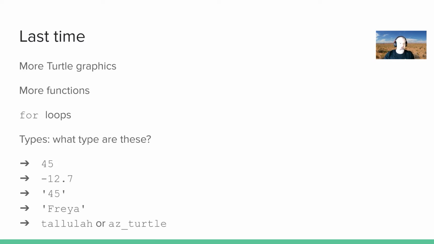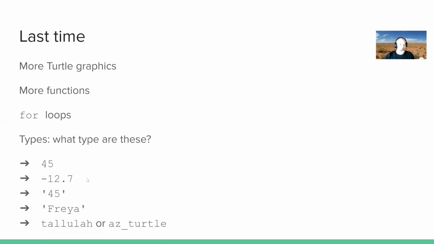Last week, we talked yet again about turtle graphics. We did a little bit more about functions, a lot of revision, and we introduced for loops. Speaking of revision, last time we reviewed some of the types that we talked about. So here's a quick pop quiz for you. If we look at these things, what types of objects do you think each of these are? So I'll take 2 seconds, pause the video, and come up with your guesses.